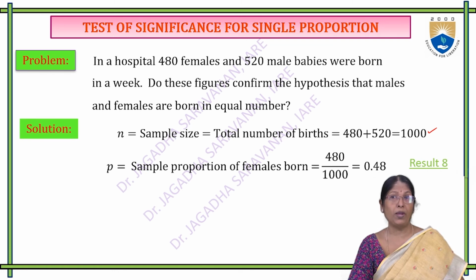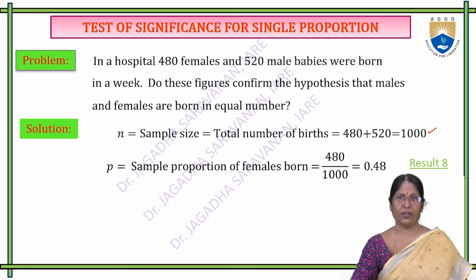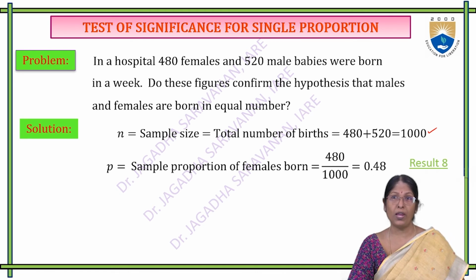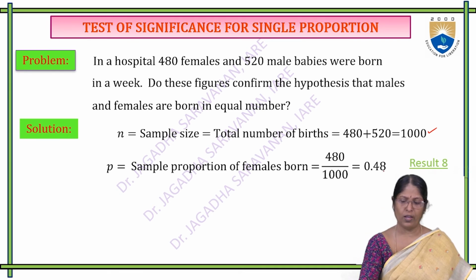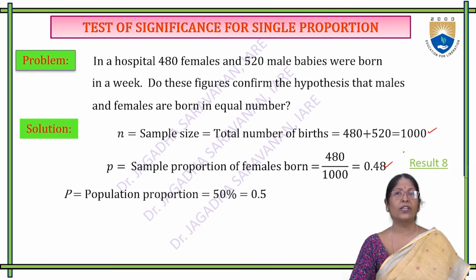So the small p, the proportion we are taking, is the sample proportion of females born. Why can't we take male born? Yes, we can take it that way also. Here 480, what we are taking, is to be written here. So sample proportion of females born is 480 divided by 1000, that is 0.48. The capital P, that is the population proportion, 50%, 0.5. Capital Q, 1 minus capital P equal to 1 minus 0.5, which is equal to 0.5.